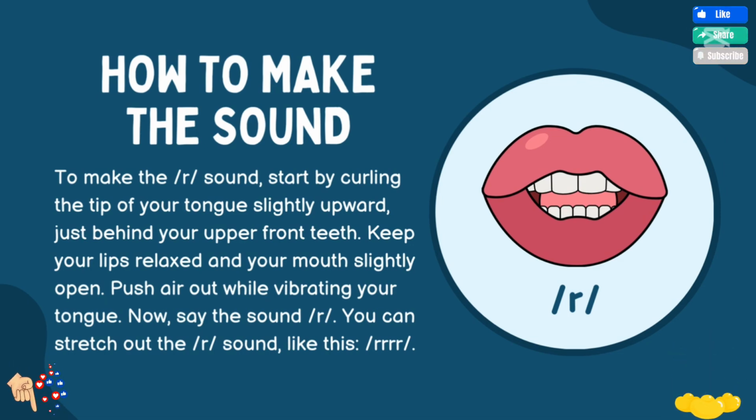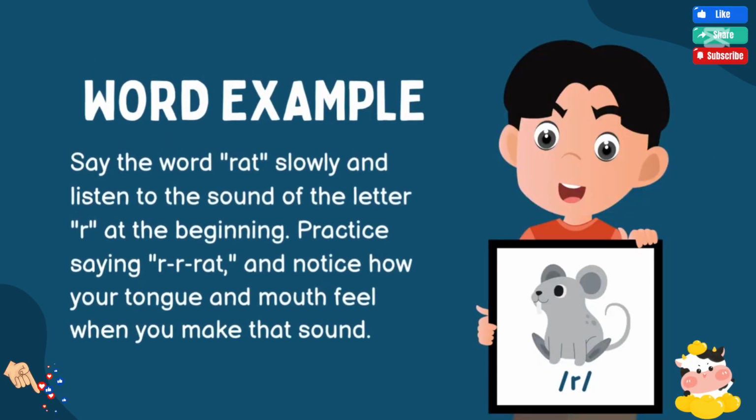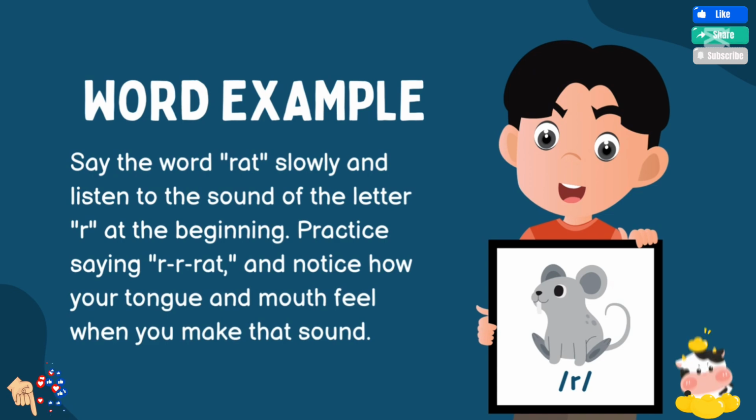Now, say the sound R. You can stretch out the R sound, like this, RRRR. Word example. Say the word rat slowly and listen to the sound of the letter R at the beginning. Practice saying R, rat, and notice how your tongue and mouth feel when you make that sound.